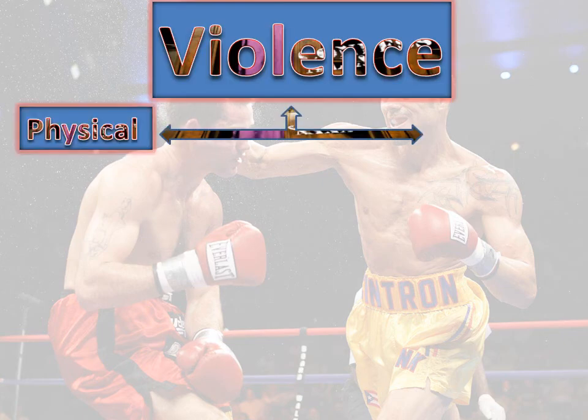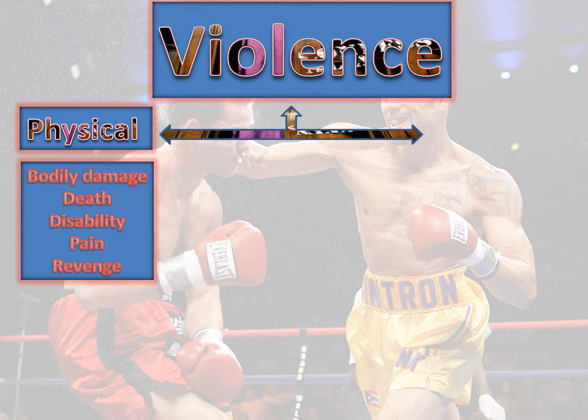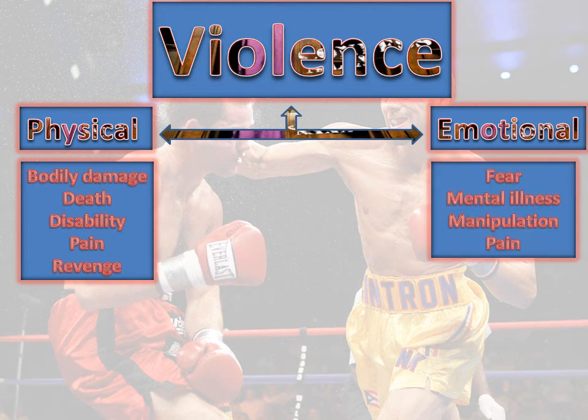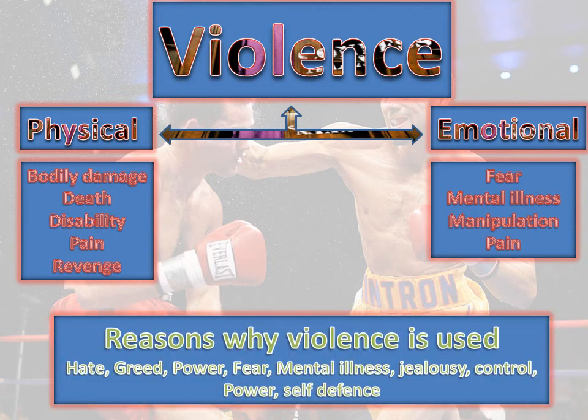Well, we're talking about physical violence, where somebody causes bodily damage and death or disability, inflicts pain, or does it through revenge. You've also got emotional violence, which isn't necessarily physical but mental, causing emotional damage. Again, this is by manipulation, by instilling fear and emotional pain to control someone. So violence doesn't just mean hurting another human being physically, it can mean causing emotional damage as well.